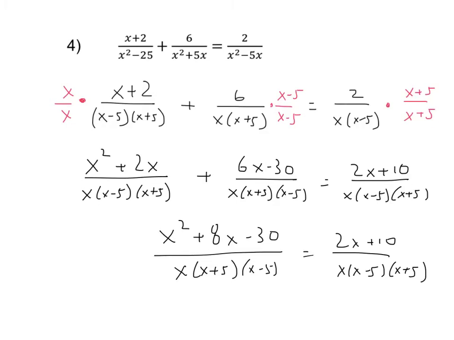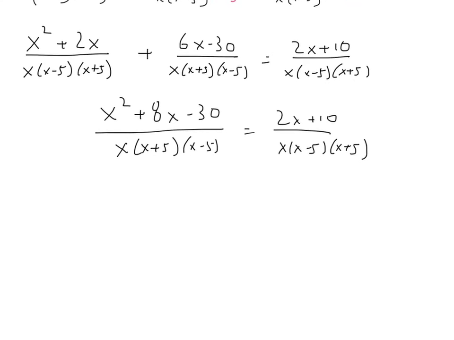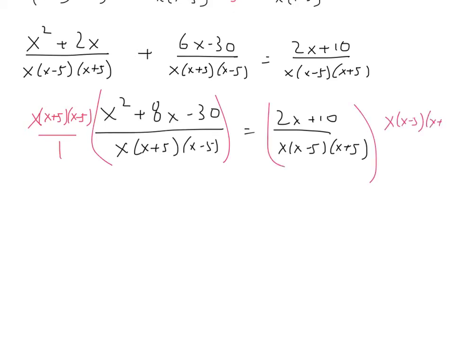All right, so even though it's a little bit more complicated, it's the same idea. Okay, so now we're going to multiply by x times x plus 5 times x minus 5 over 1 on the left and again on the right, so that these will divide out. This whole thing divided by this whole thing is 1. So we just end up with x squared plus 8x minus 30 equals, same thing happens over here, we get 2x plus 10. All right, so now this time we don't have any more fractions, but it's a little bit more complicated of a problem because it's quadratic.